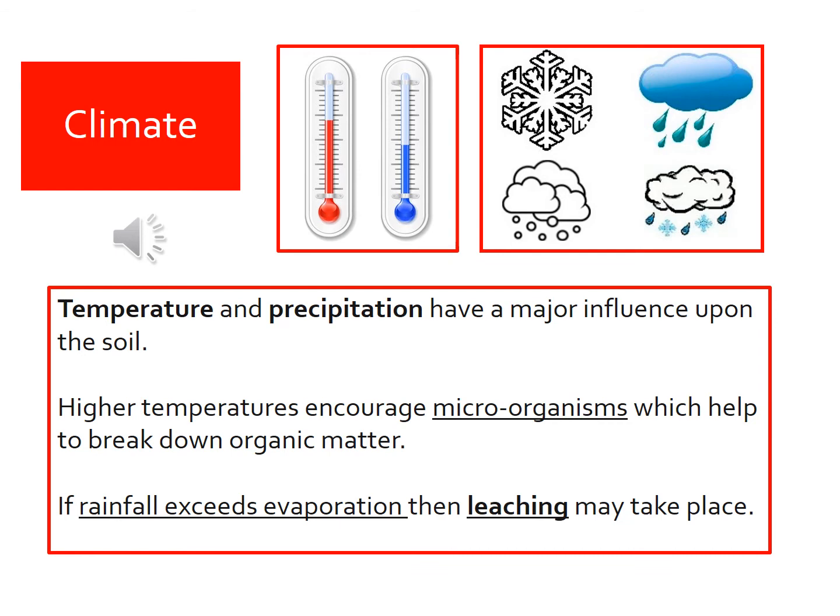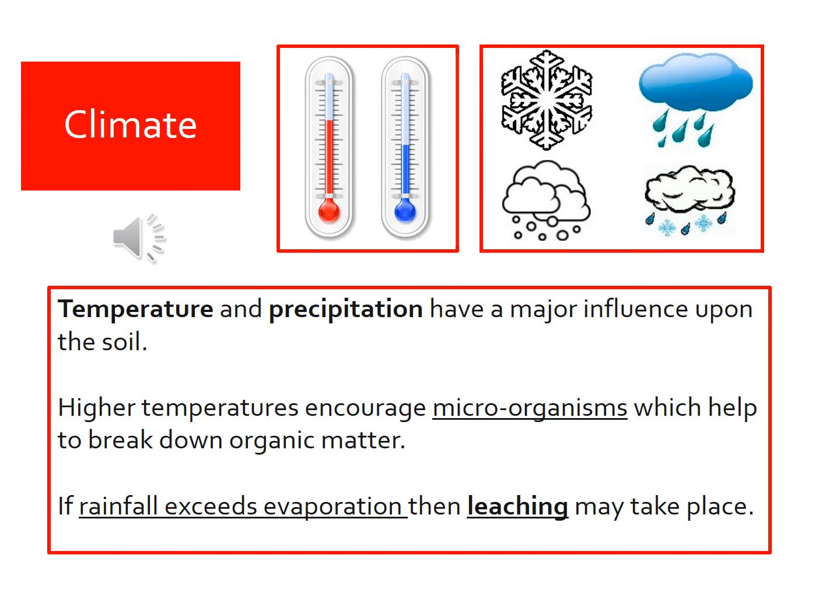Very simply, the warmer the areas, you tend to have microorganisms like worms and bacteria. And when you're talking about soil, you need those things to break down organic matter, so like leaves and minerals. So higher temperatures will mean that you do have earthworms and bacteria.